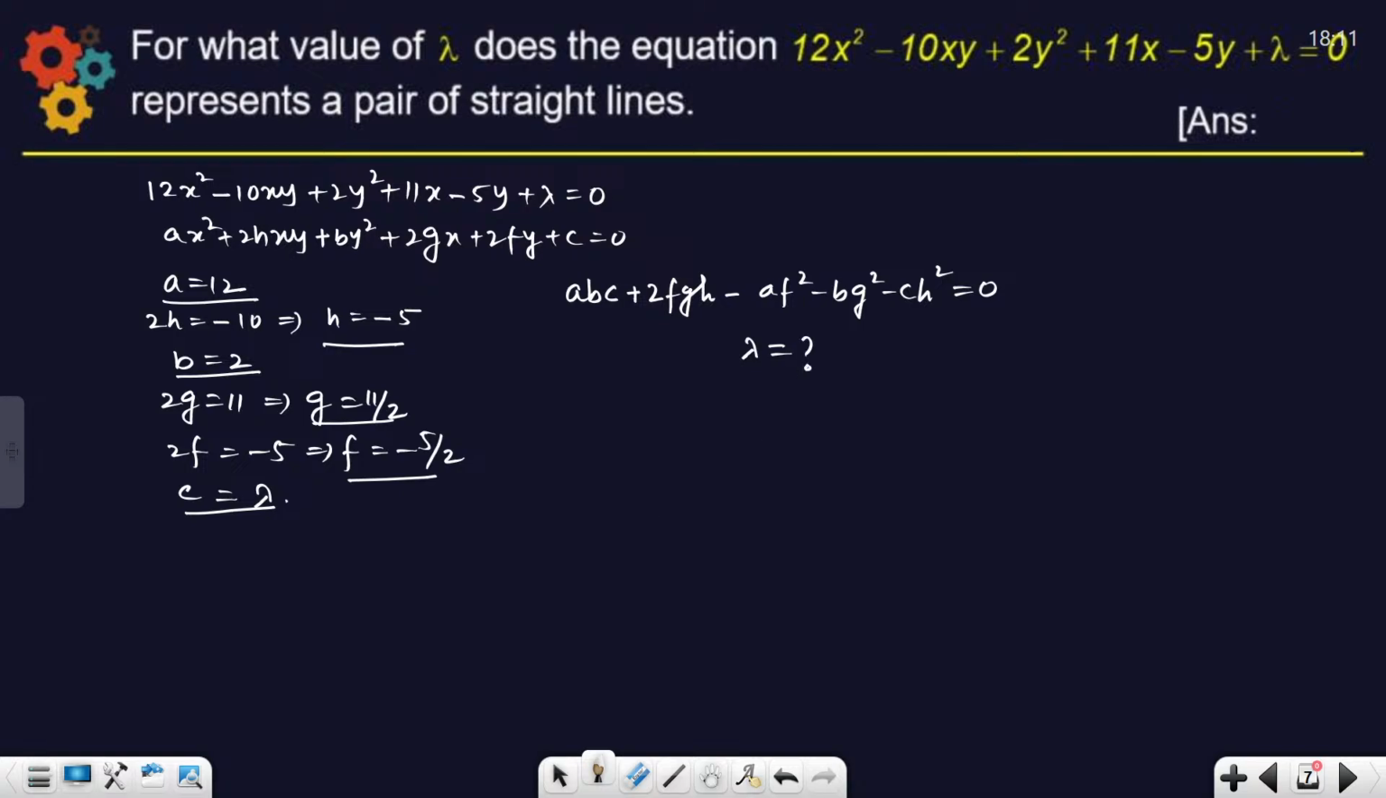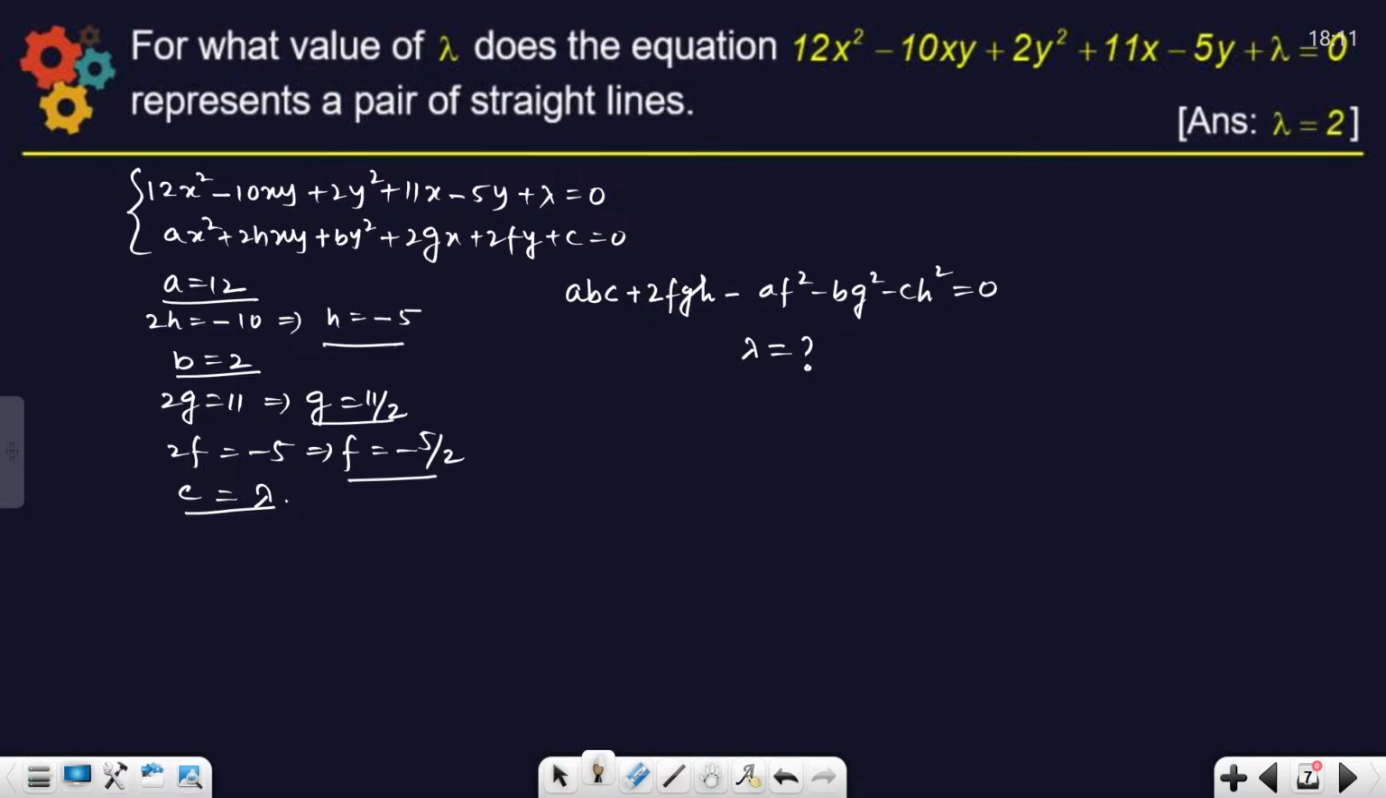Is it clear? This is how we find out the values, because this kind of problems are very important problems for the state level examination. Okay? It may come in your main type examination, because here they want to check whether you know the condition or not for a general second degree equation when it represents a pair of lines. Whether you know the condition or not, that they want to check, and they will give us this kind of problem.